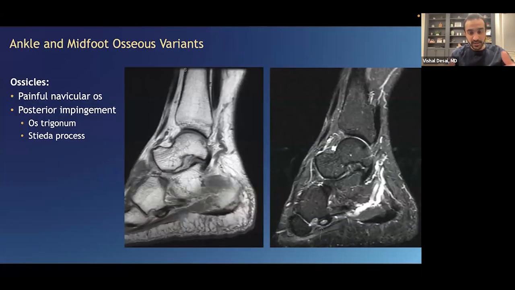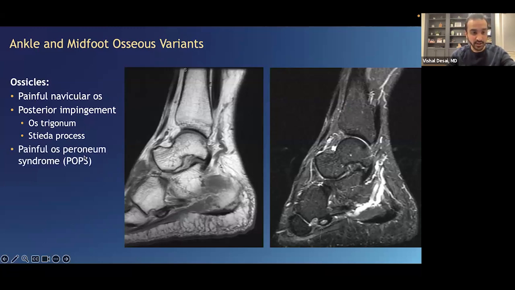So we talked about that case right there. It's technically a midfoot case, but remember, patients are not really going to differentiate midfoot versus hindfoot, and the midfoot is covered on your ankle MRI, so always keep that in mind. Sometimes these seemingly inconsequential structures, like your os trigonums or your navicular os, may be a cause of pain in the ankle and midfoot.